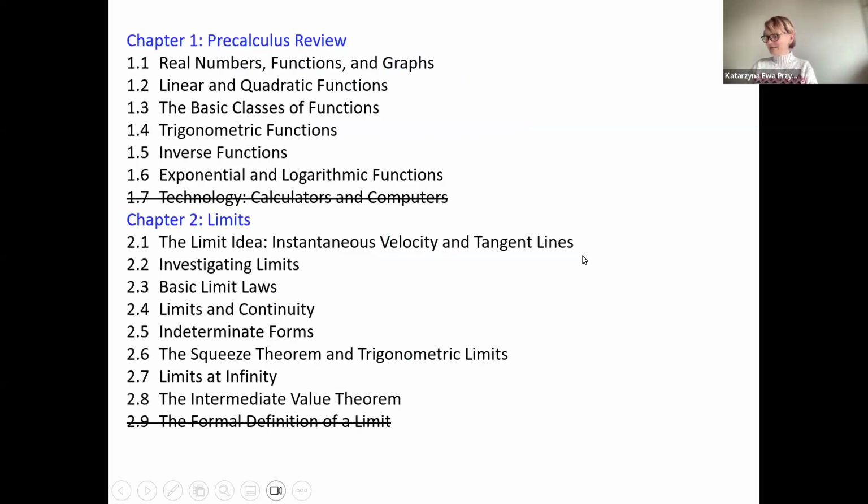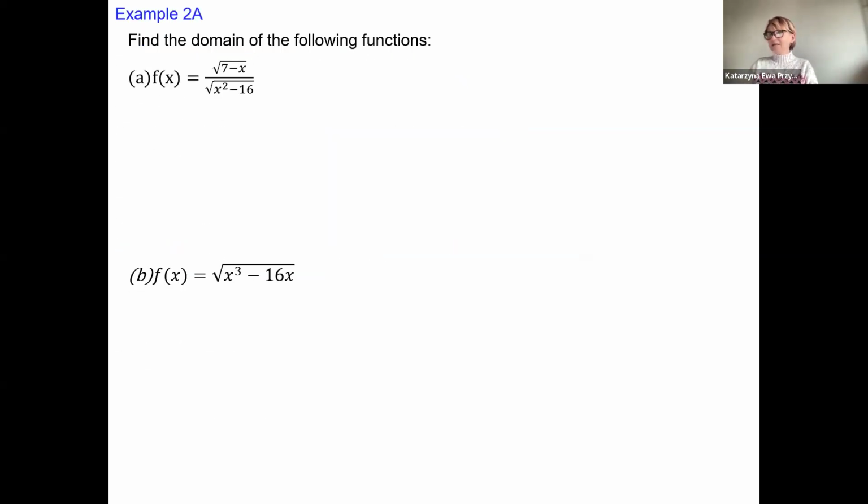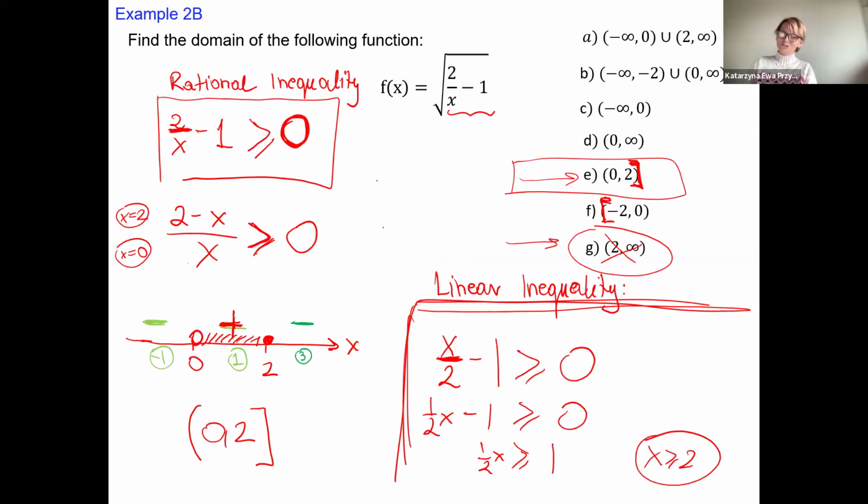Okay, let's see. Domain, we did start with this rational inequality. We did have a little bit of, not problems, but finally we did solve it. Please remember one more time, when you have an inequality that is different than a linear inequality, we always have to keep 0 on the right-hand side. That's the easiest way.